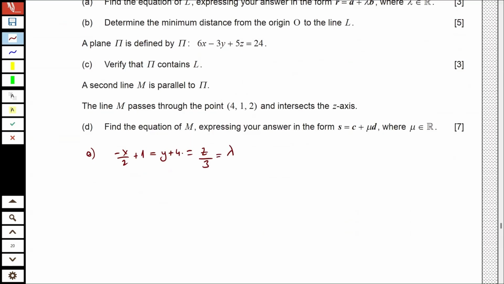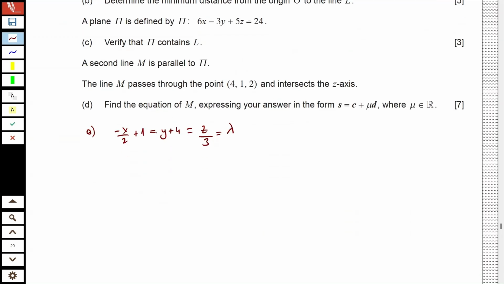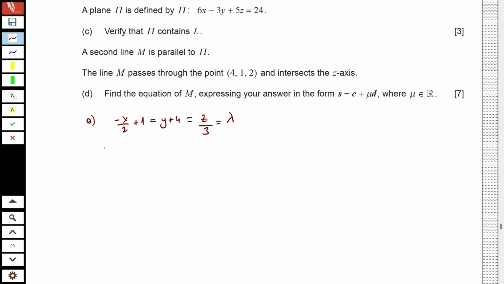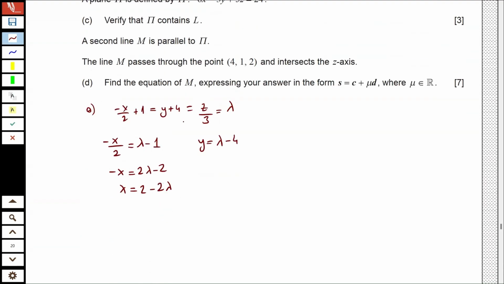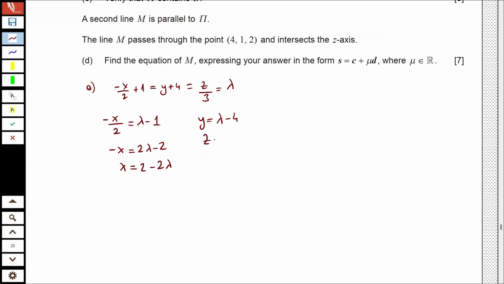Let's equate it to lambda. In this case, minus x over 2 equals lambda minus 1, so minus x equals 2 lambda minus 2, and x equals 2 minus 2 lambda. And y equals lambda minus 4, and z equals 3 lambda.